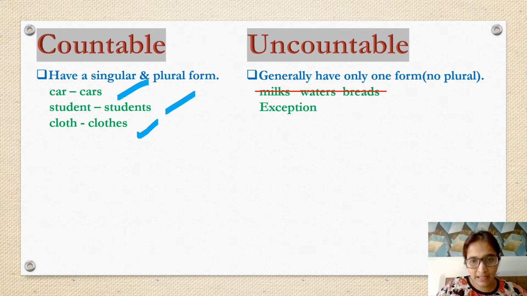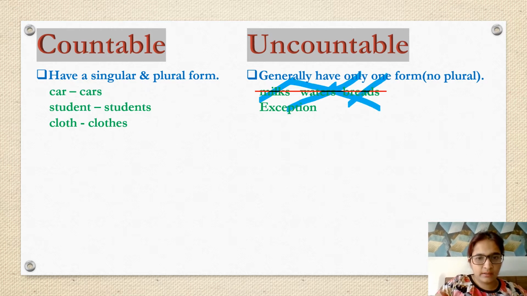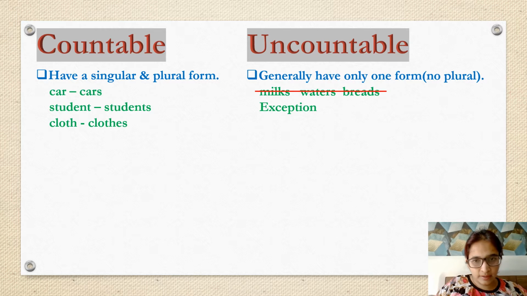For example, can you say milks? Can you say waters? Can you say breads? You can't. Hence, it falls under the category of uncountable nouns which are not in plural form. You cannot have a plural form for these nouns. But again, there are certain exceptions. Let's see what those exceptions could be.